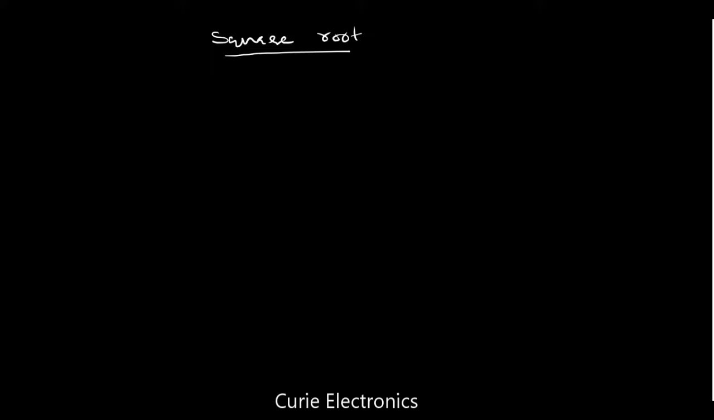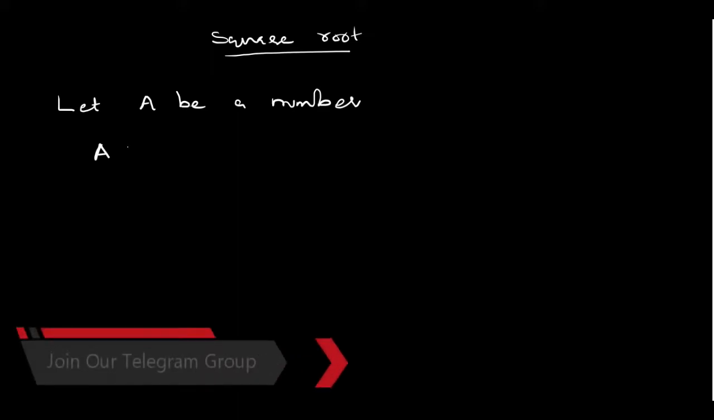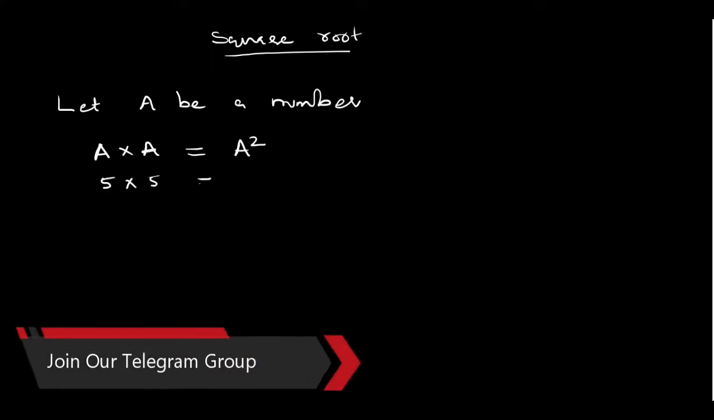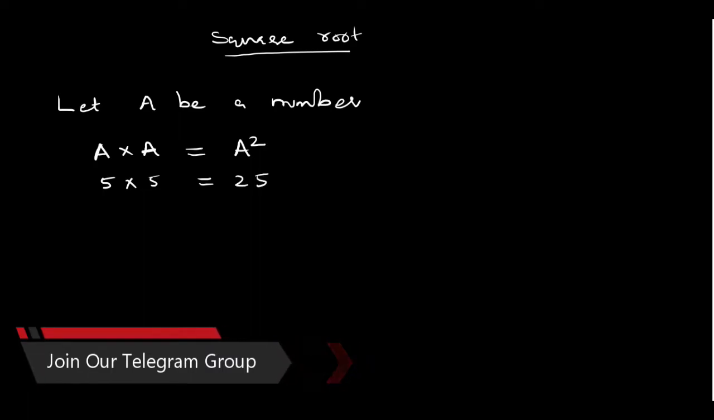Let's consider a number. Let A be a number. That means A can be 1, 2, 3, 4, 5, 6, any natural number. If you multiply A with A itself, what do we get? We get A square. We are multiplying the same number, just like 5 multiplied by 5, which gives 25. So A multiplied by A gives A square.